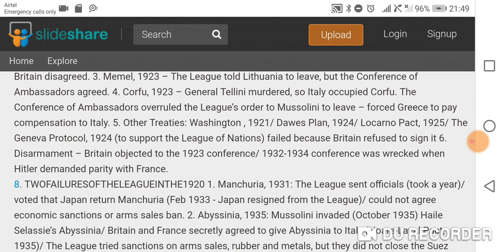And the sixth failure of the League was with regards to disarmament. So Britain objected to the 1923 conference, and then the 1932 and 1934 conference was wrecked when Hitler demanded parity with France. And we know that France ended up refusing to disarm, and they had actually requested to have at least 8 years before they could begin disarmament.